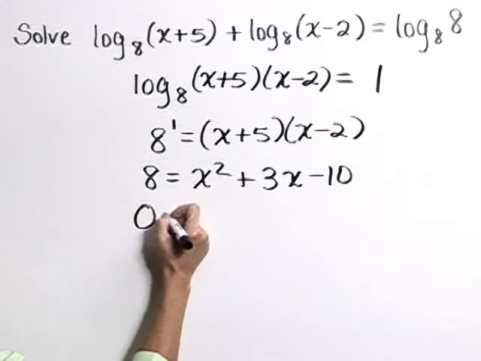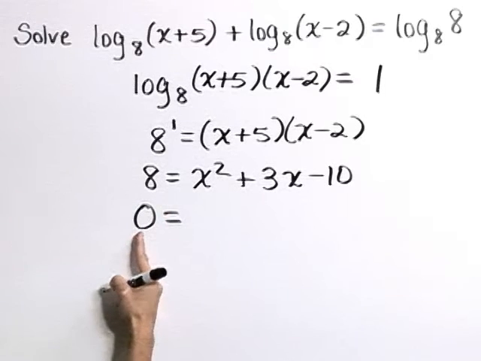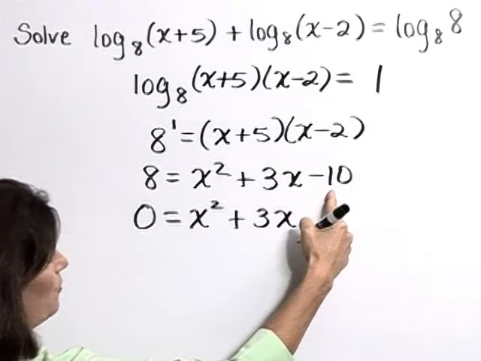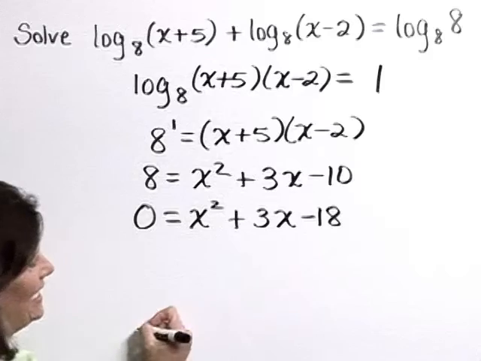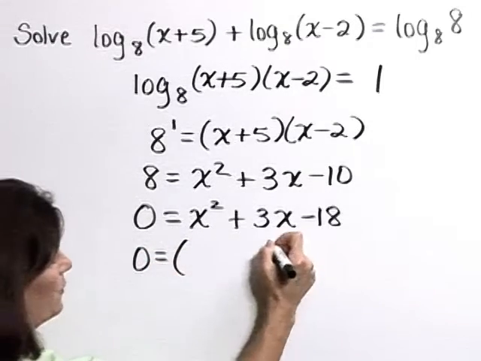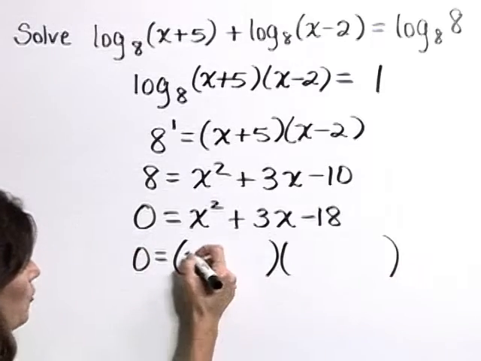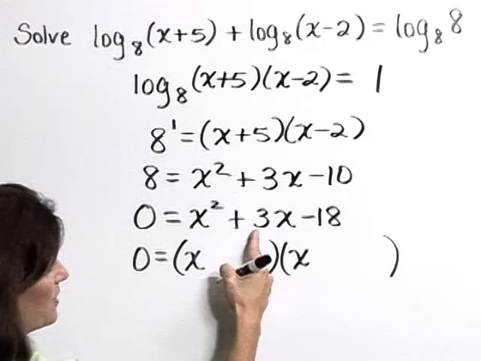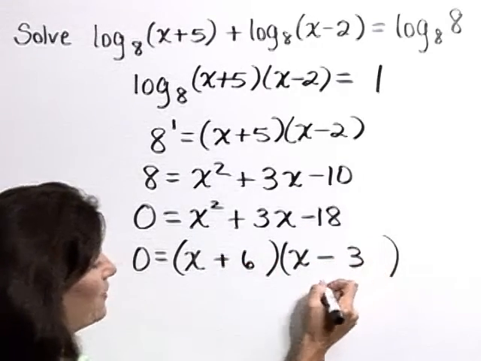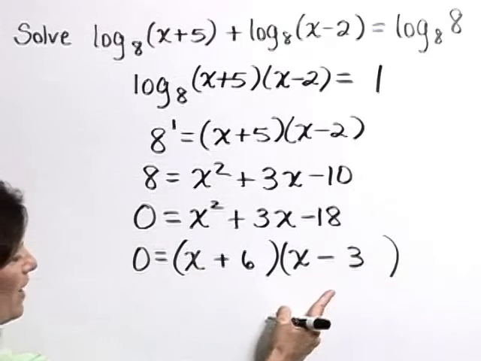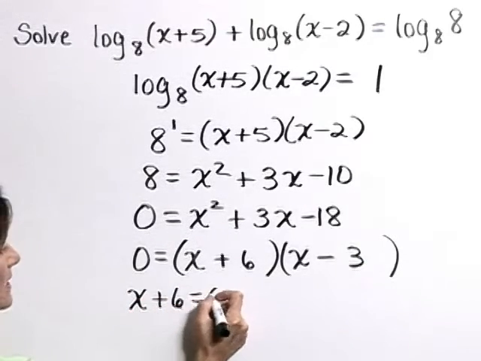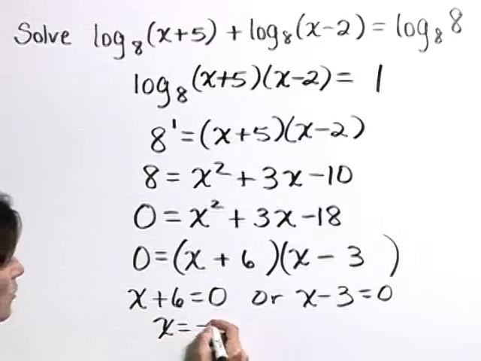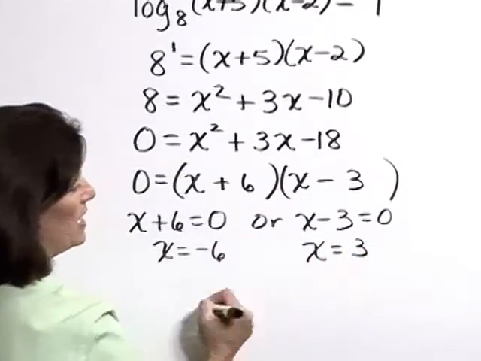Let's put it in standard form, setting everything equal to 0. Thus, 0 is equal to x squared plus 3x. Subtract your 8 over to give a combined minus 18. Now we'll factor this trinomial on the right. It factors as two binomials with the leading terms both x. Factors of negative 18 that sum to 3 are plus 6 and minus 3. Using our zero factor property, then x plus 6 is equal to 0, or x minus 3 is equal to 0. This gives x equals negative 6, or x equals 3.